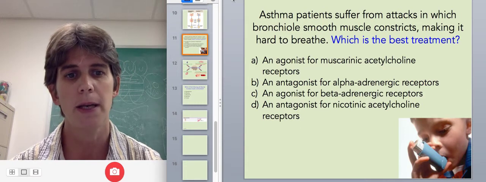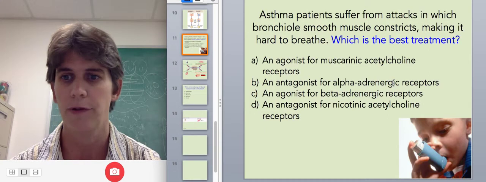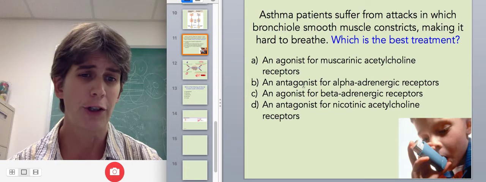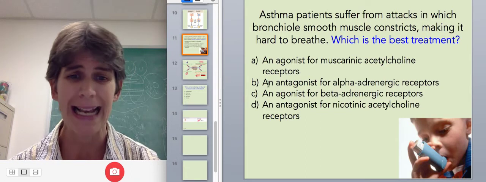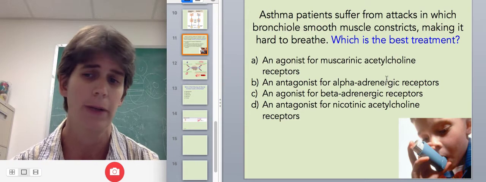In choice B, we have an adrenergic receptor. So remember, adrenergic refers to a receptor for epinephrine or norepinephrine. So that's good, right? Except we have an antagonist. So there's a drug that's going to block the sympathetic nervous system. So we don't want that.